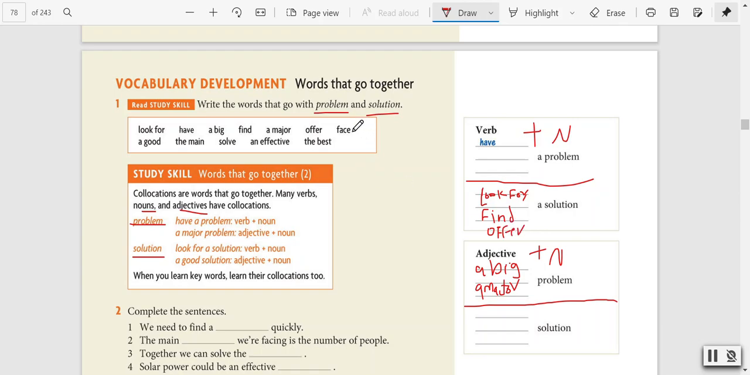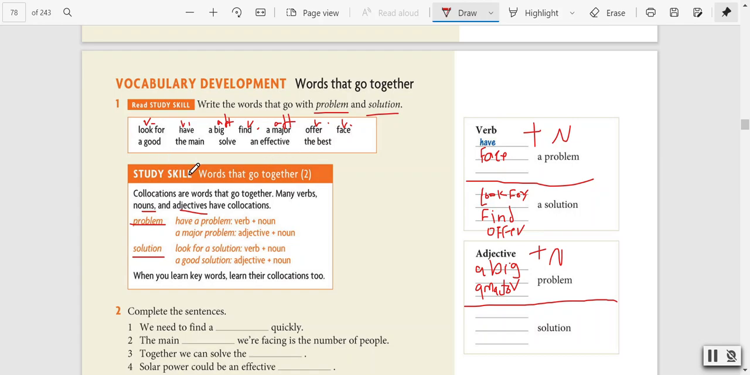And we have face. You can face what? We can face, okay, tell me. We can face a problem. Face, verb. Be careful. Face verb and offer, offer also verb. Major, we have major, which is adjective. And we have find, which is verb. Big, adjective. Have, verb. Okay, we have look for, which is verb.